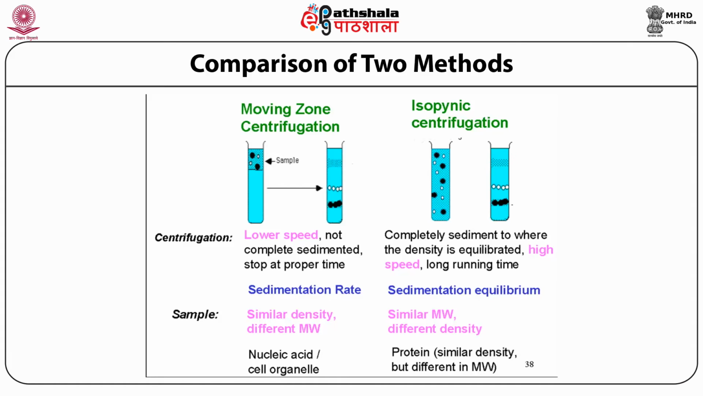Isopycnic runs use a steeper density gradient and more stably support a greater quantity of sample. Hence, large numbers of particles can be separated by this centrifugation. So these are some basic comparisons between these two methods. Both methods have their own advantages and disadvantages, so you can choose depending on the molecules you want to separate out.